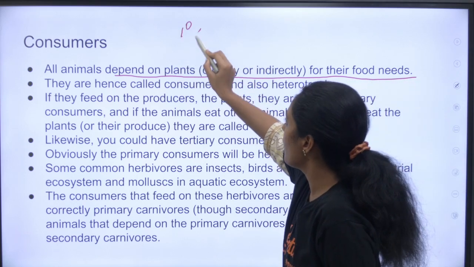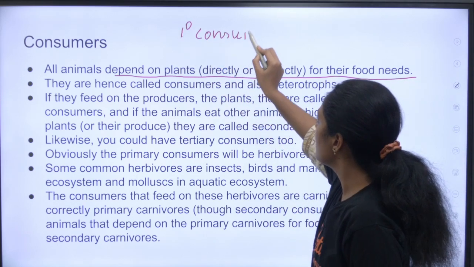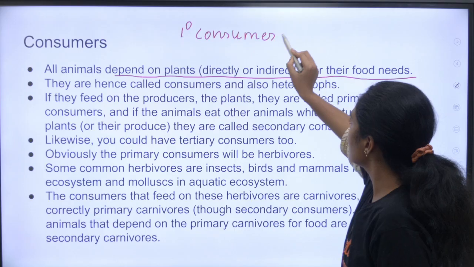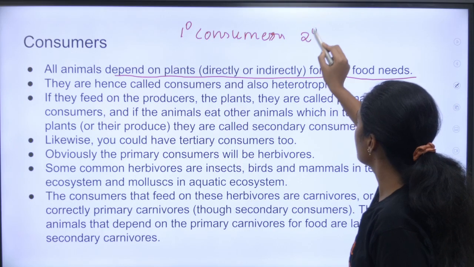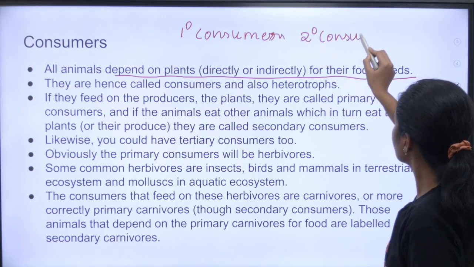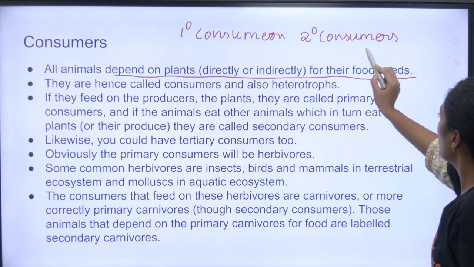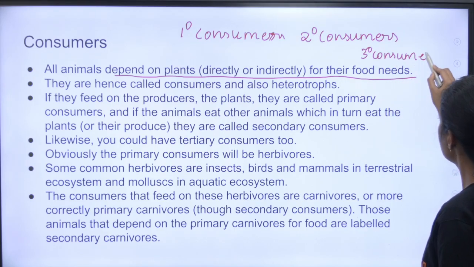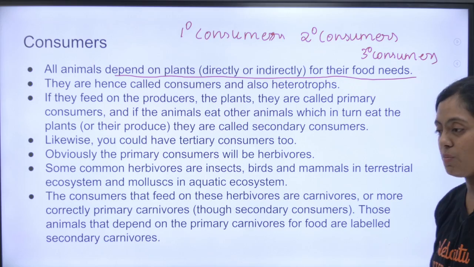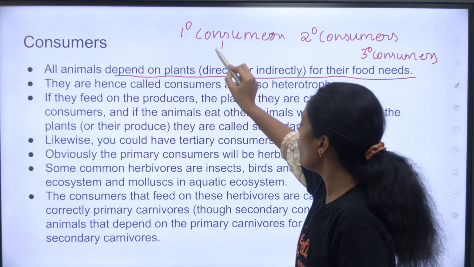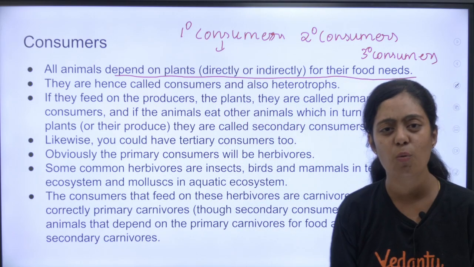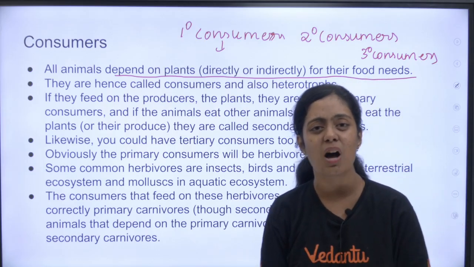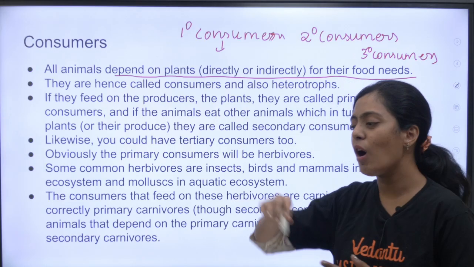So நிறைய விதமான consumers இருக்காங்க. So first you have primary consumers. Okay, then you have secondary consumers, and finally you have tertiary consumers. Primary, secondary and tertiary consumers. Okay, so who will be the primary consumer? Herbivores. All your grazing animals, cow, buffalo, goat, okay, they are all your herbivores.